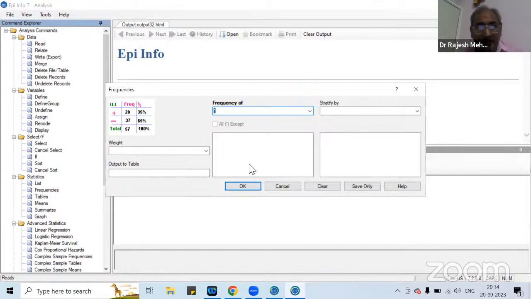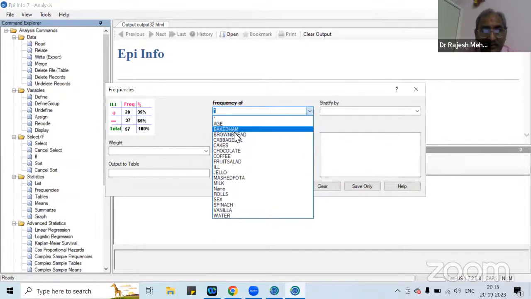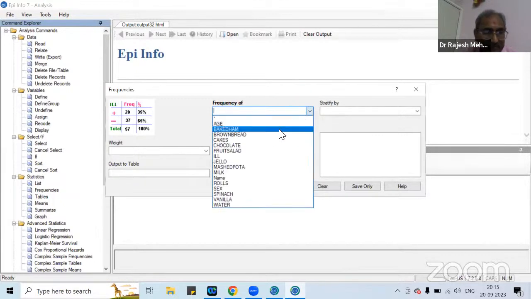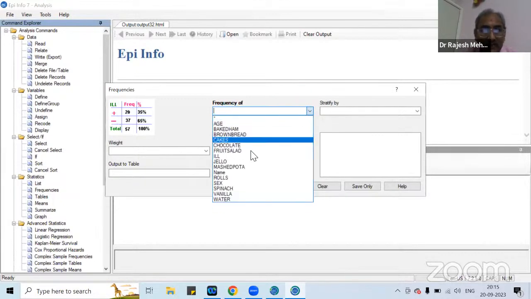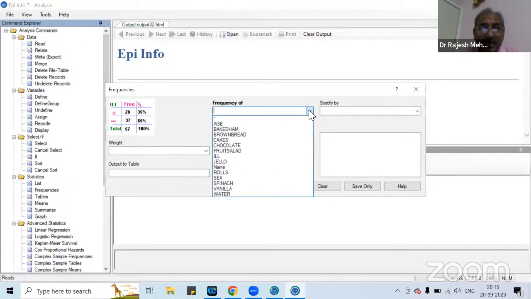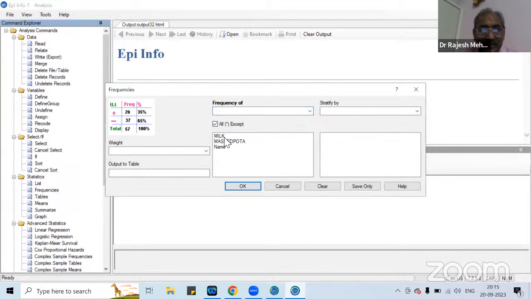Sorry for the disturbance. So frequency is the first thing which you can do so that you know what is to be analyzed and what is not to be analyzed. You can select like this, one by one, cabbage, or you can select coffee like this. Or if you don't want to do it like this, you can select all. There is another method. Here you can use the word all, except you don't want to have names, because what is there in the name? This is very important. Name you don't want to have frequency.